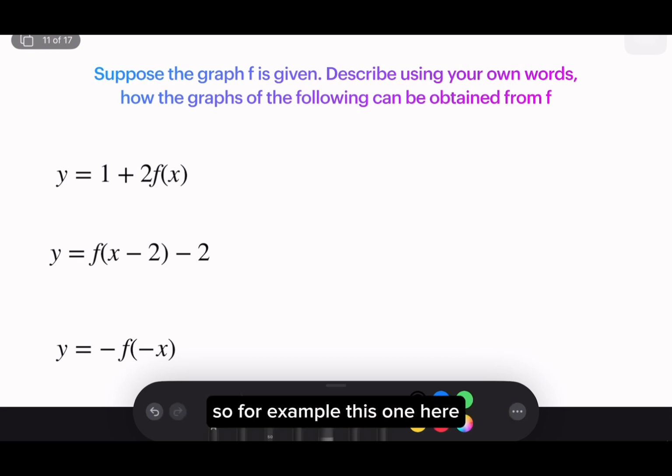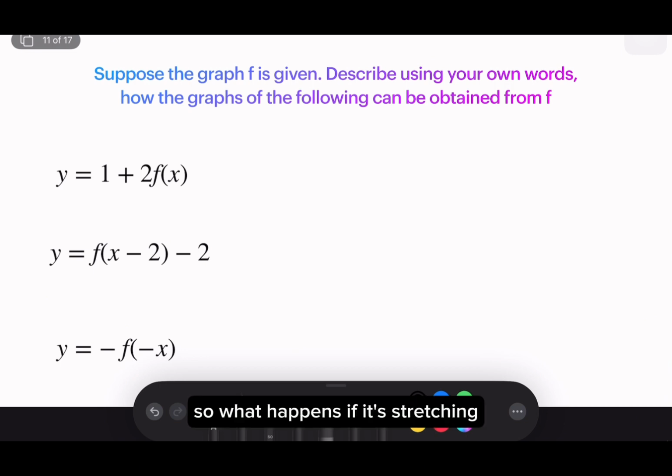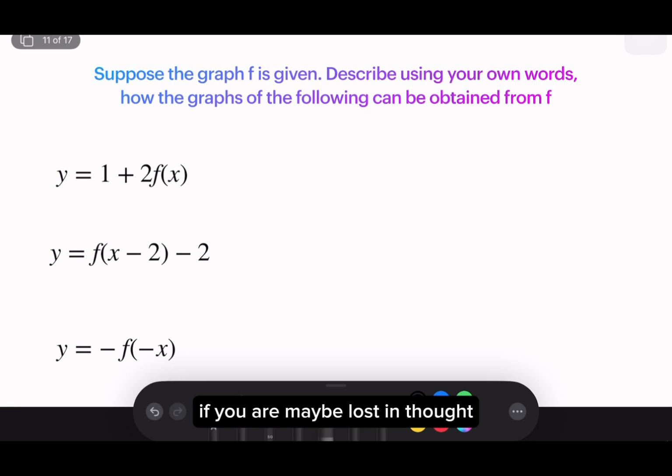Okay? So for example, this one here. For obvious reasons, if you plus 1 here, you should be moving upwards 1 unit. And then you multiply by 2. So what happens if we multiply by 2? Is it stretching or shrinking or whatever? That's the expectation. And do the same thing with the other questions as well.